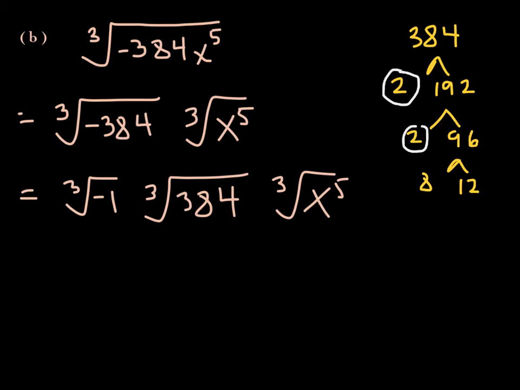I just want to be color coordinated, so I'll make sure everything stands out for you. 8 is 2 times 4, and 2 is prime, so I'll circle that. 4 is 2 times 2, and each of those 2's are prime. Now let's go back to 12 here.